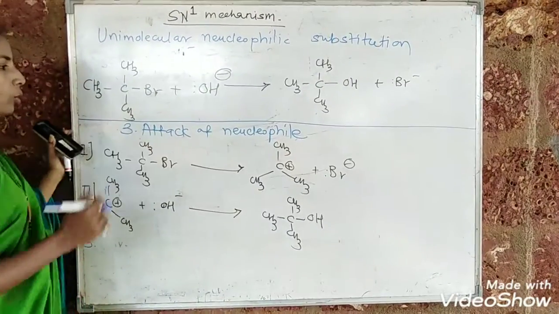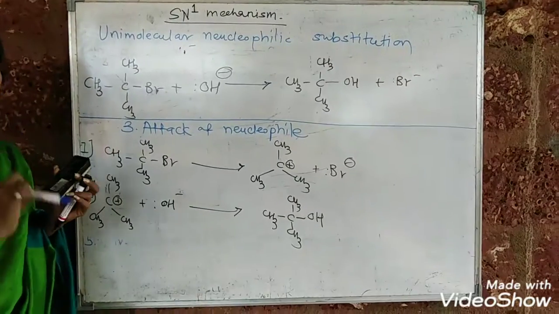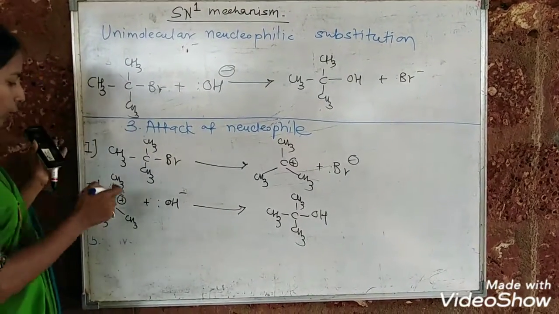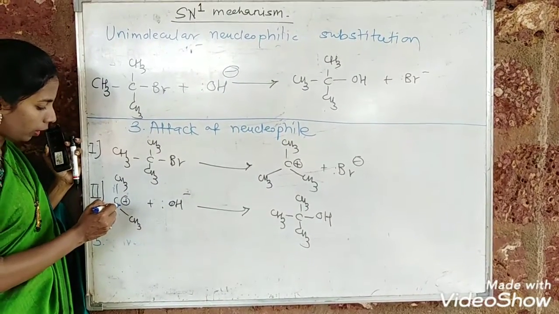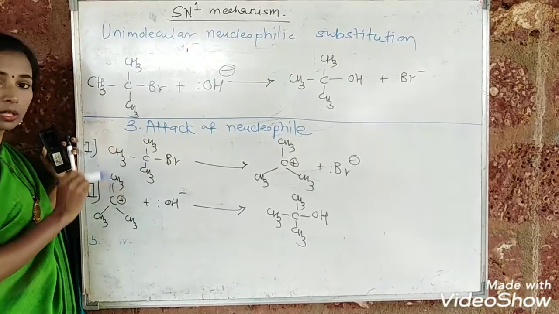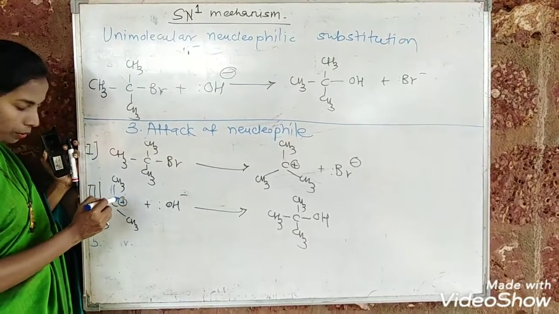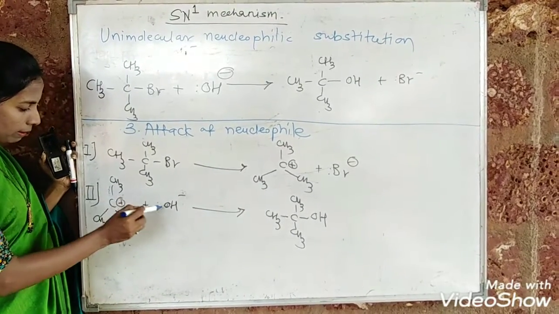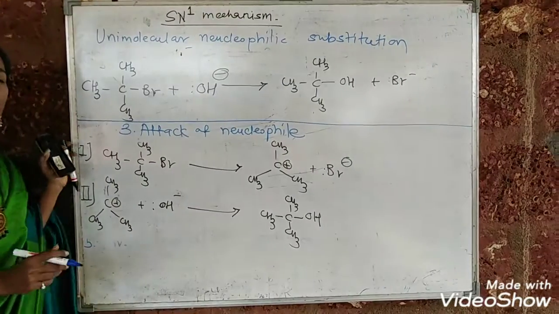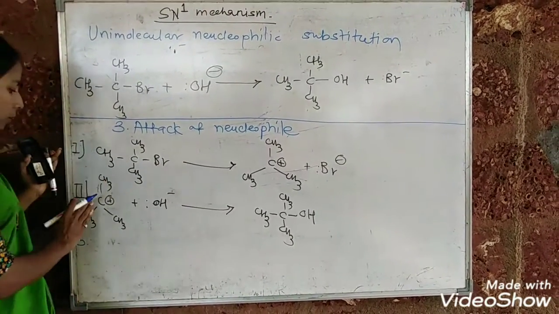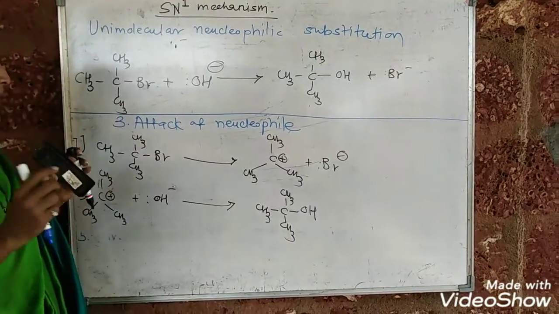The next feature is the attack of the nucleophile. In the second step, when the nucleophile attacks, in the case of the SN2 reaction, the nucleophile attacks from the back side. But in the case of the SN1 reaction, the nucleophile is attacking the carbocation and not the substrate, which is the tertiary alkyl halide. So when OH attacks the carbocation, both the sides are open. It may attack from the front side as well as from the back side. So it forms a mixture of two products, 50% from back side attack and 50% from front side attack. So the attack is from both the sides.